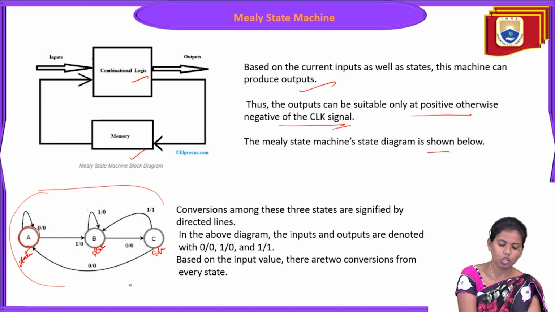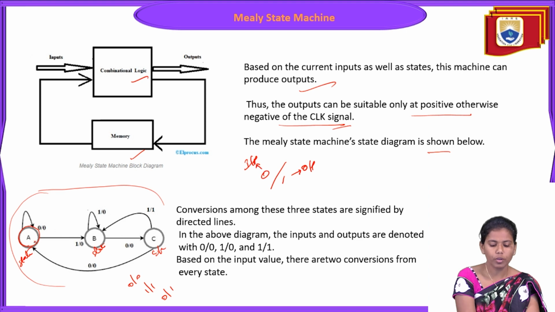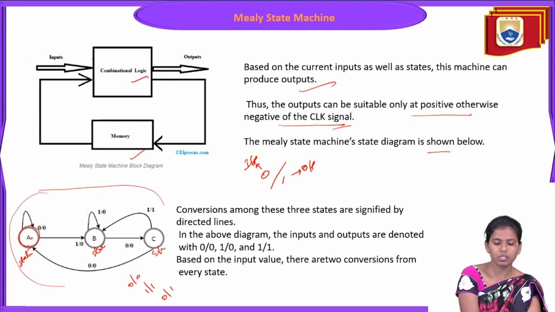So here you are observing 0 by 0, 0 by 1, 1 by 0 and so on. So before the slash we call it the input and after the slash we call it the output. Basically we have three states A, B, C, and the transitions among these three states are done with respect to the directed lines. These are the direction lines. For the transition of A to B, where we have 1 by 0, that means if my input is 1, the output while transitioning to the other state is 0.